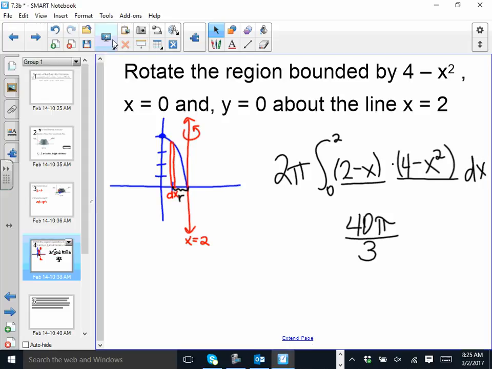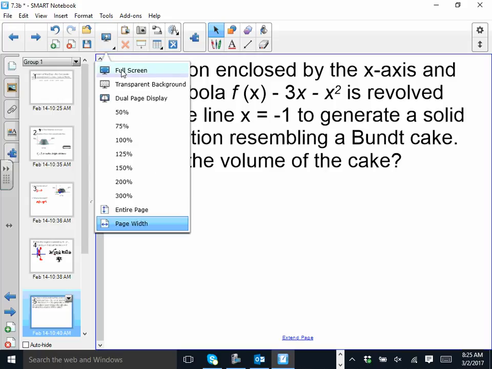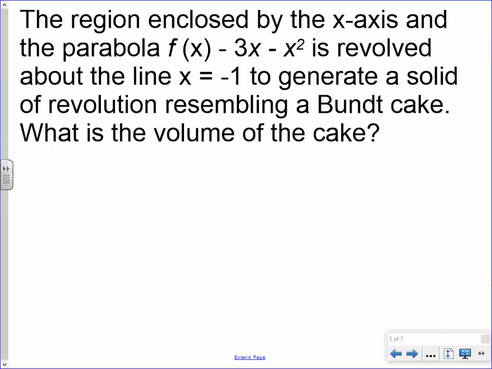All right, so our next example. We're going to create a bundt cake out of this volume of revolution. So we have the parabola enclosed by the x-axis and the parabola. Hold on. I think that's supposed to be an equals. Does that look better? Okay, so we have 3x minus x squared and the x-axis, and we're going to revolve it around the line x equals -1. Write down the information that you need.